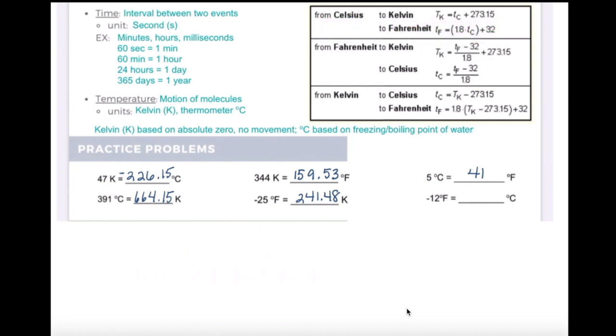And then the last one, negative 12 degrees Fahrenheit into degrees Celsius. So we're starting with Fahrenheit, we're going to Celsius. Let's plug in the numbers. We have the temperature in Celsius equals the Fahrenheit temperature minus 32, all over 1.8. So subtract the two numbers on top, divide by 1.8, and you should get negative 1.67.